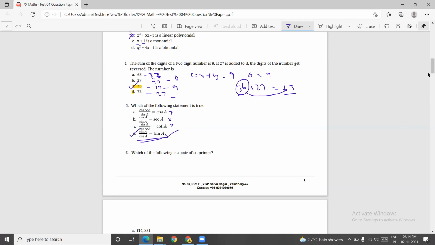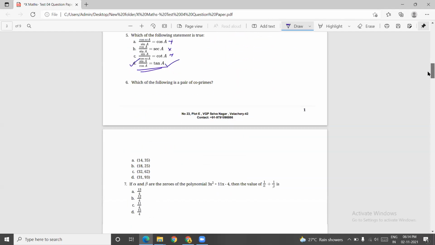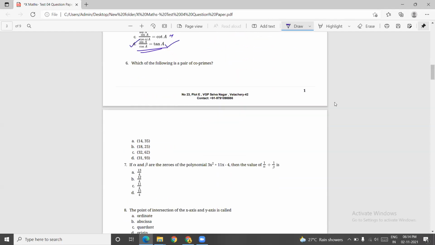Which of the following is a pair of co-primes? What is the definition of co-prime, students? Sir, which have one as a common factor. Sure, one as the common factor. Sir, out of these, 18 comma 25. 18 comma 25. Yeah, super.